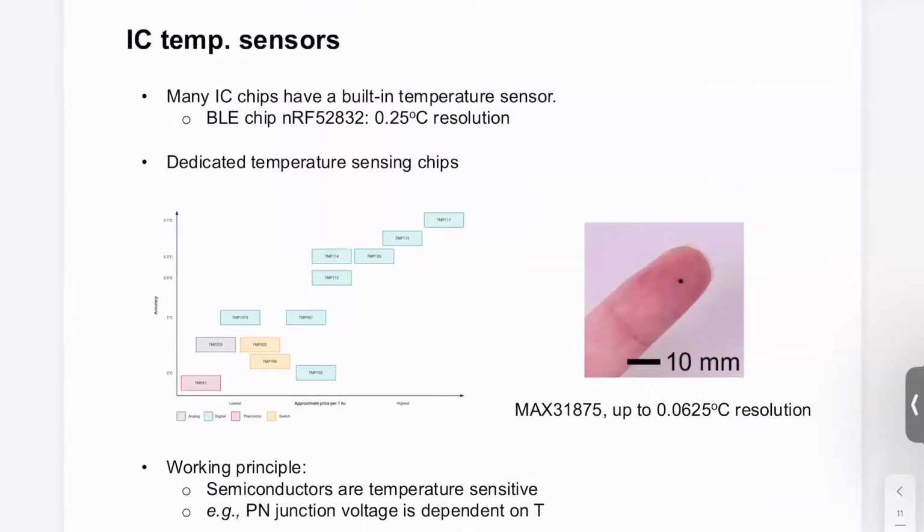The third type of temperature sensors is IC chips. For example, the BLE chip we are using has a built-in temperature sensor with a resolution of 0.25 degrees C. There are also dedicated temperature sensing chips.